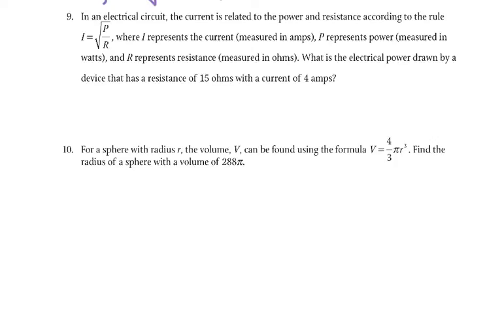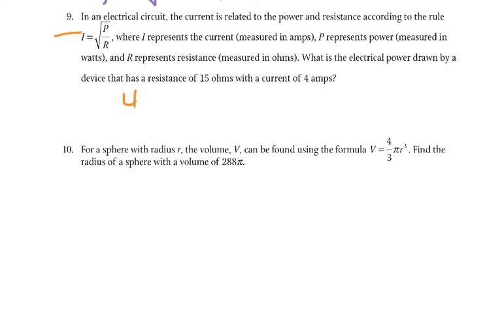Alright, number 9, dealing with electrical circuits. The current is related to the power and resistance according to this rule. I equals the square root of P divided by R, where I represents the current in amps, P, power measured in watts, and R, resistance. What is the electrical power drawn by a device that has a resistance of 15 ohms with a current of 4 amps?